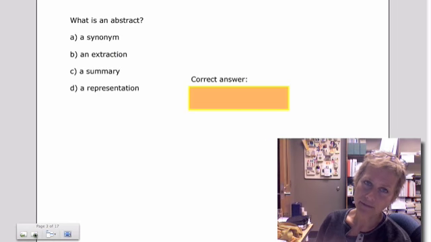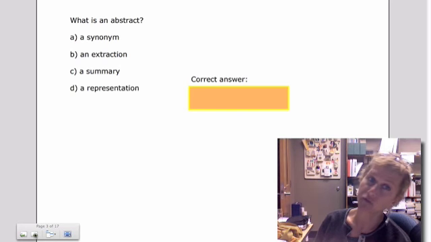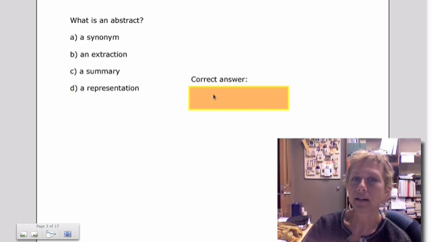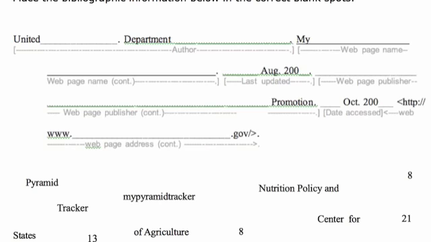What is an abstract? This is a review question. We covered this in lesson 10. We're going to cover it again today. Is it a synonym, an extraction, a summary, or a representation? The correct answer is a summary. Now, this is kind of a gift. You get to cite My Pyramid Tracker here, and you have all of the information you need to add My Pyramid Tracker to your annotated bibliography. So all you'll need to do is create the annotation, so long as you got this right.